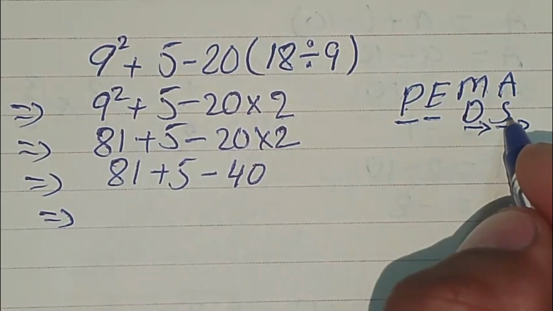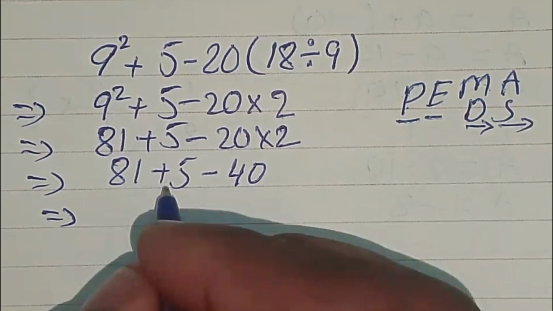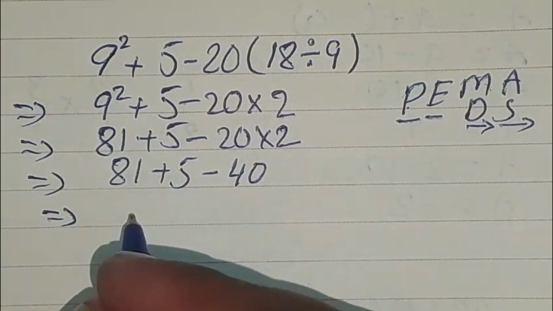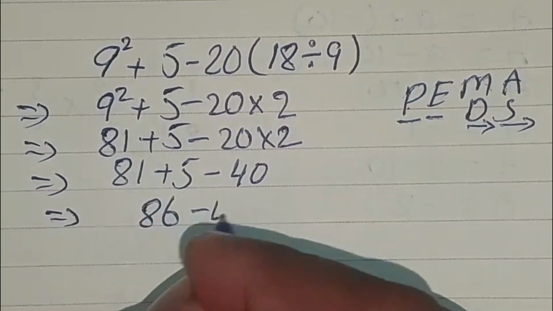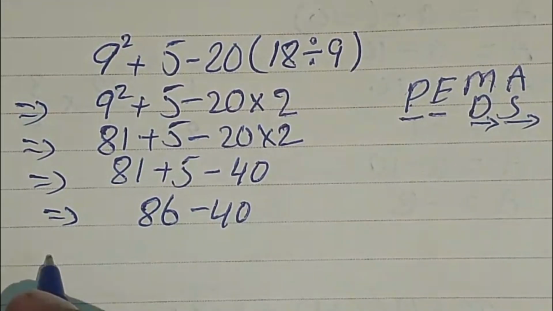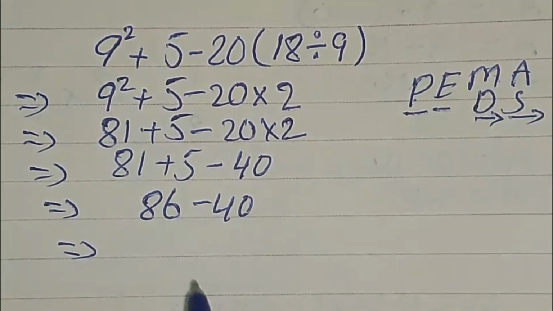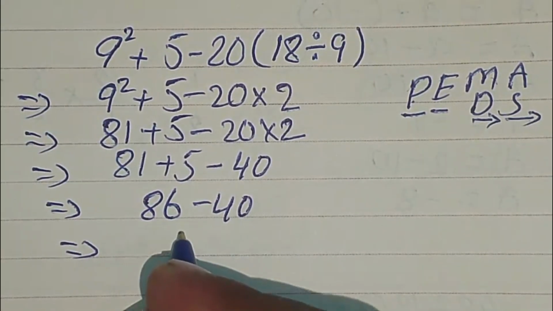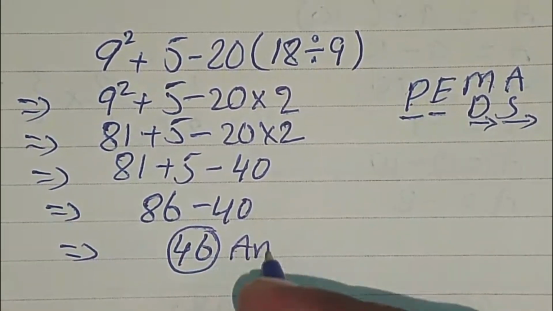Then we solve addition, and then we solve subtraction. So first we solve addition. So 81 plus 5 gives us 86, minus 40, and 86 minus 40 gives us 46. So the final answer is 46.